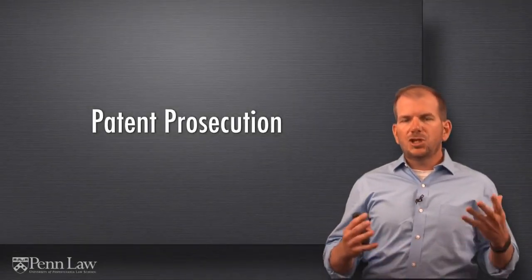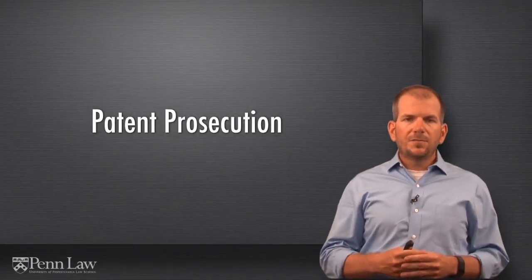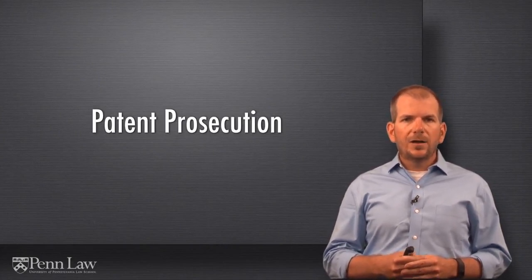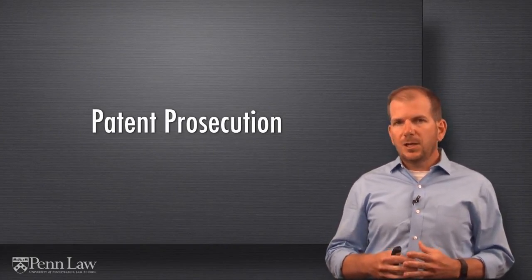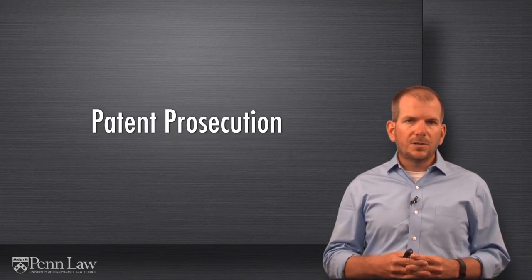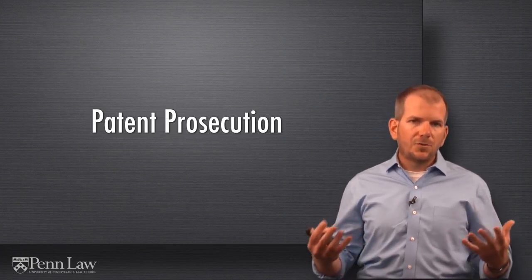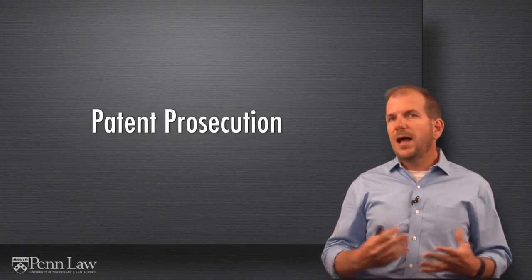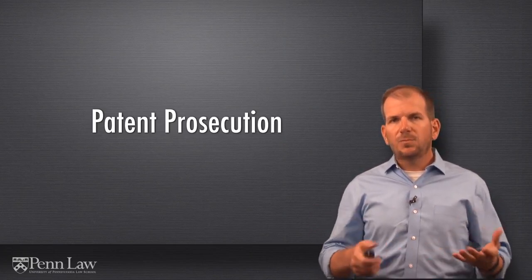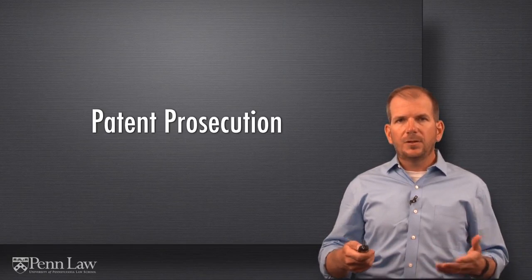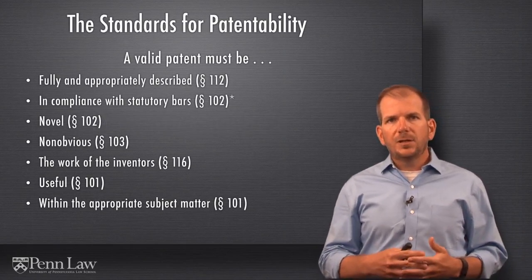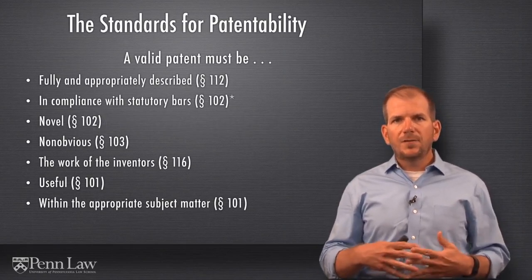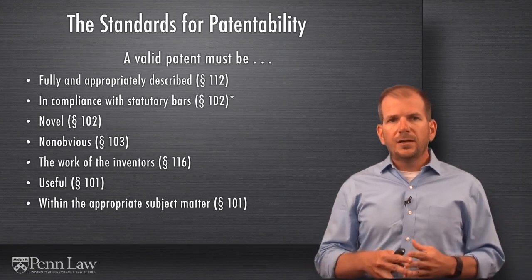The patent prosecution phase is the phase when a patent applicant files their patent application with the Patent and Trademark Office and seeks to have that patent granted. During the prosecution phase, the Patent Office will evaluate that patent application for compliance with the standards for patentability. The standards for patentability are listed in Title 35, and they include the following elements.